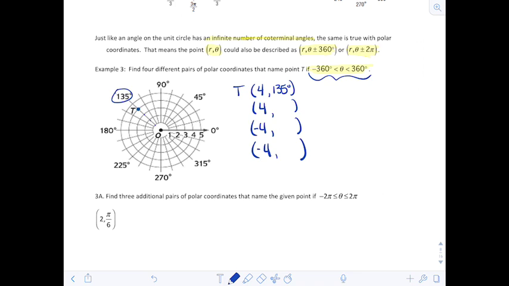So as we think about the next value, if I have a positive 4, that means I want to be right where T is once I rotate. Well, what I can do is take that 135 and subtract 360 degrees. And that is going to put me at 4 and negative 225 degrees. So that's another way to get to that point: rotate negative 225 degrees and then go out 4 units.